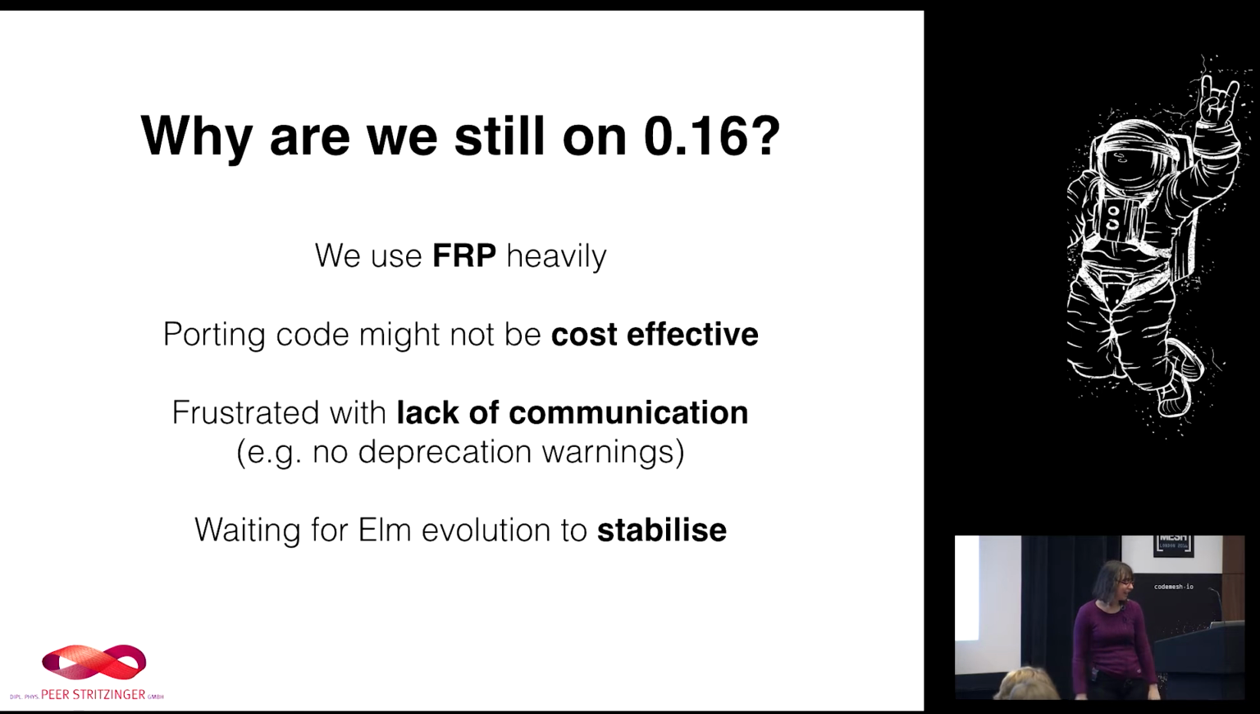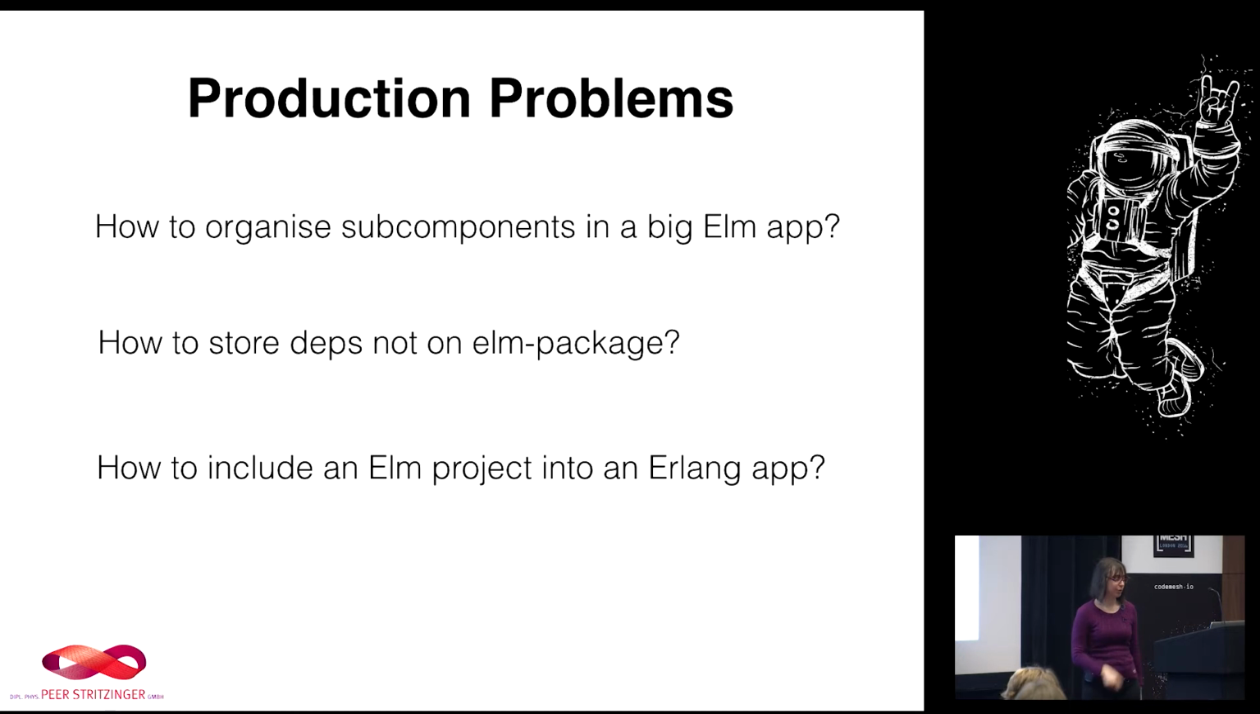It's cheaper. And we were also frustrated with the lack of communication, because from 0.16 to 0.17 there were 6 months. In those 6 months, it would have been nice to have a deprecation warning instead of just finding out on the 0.17 alpha day that everything was gone. It was a bit of a trauma. So we're waiting for the Elm evolution to stabilize, maybe come back in 1.0 or slightly earlier, so we know what we're getting pretty much.